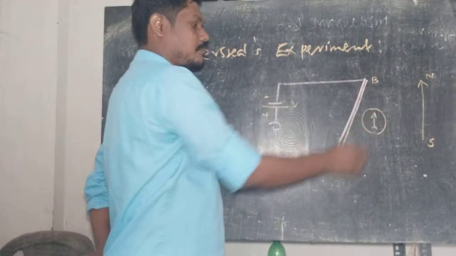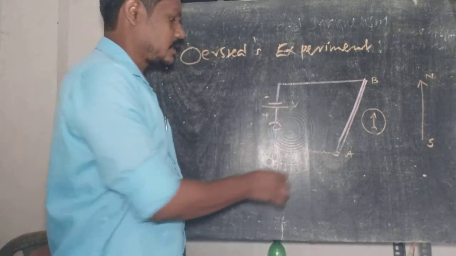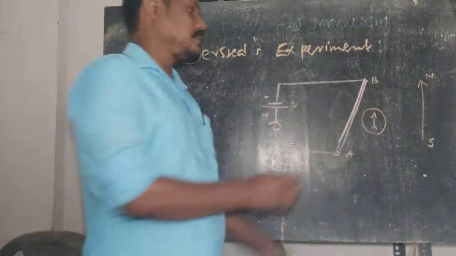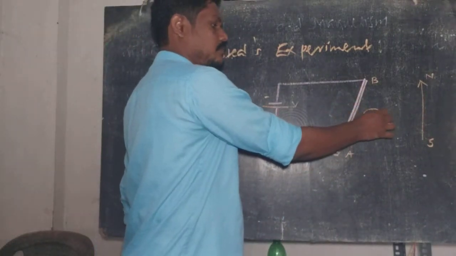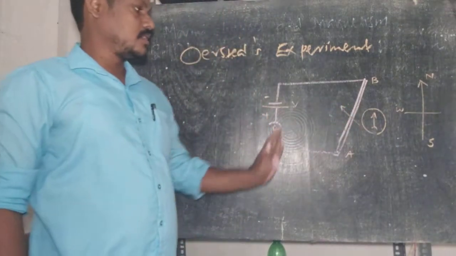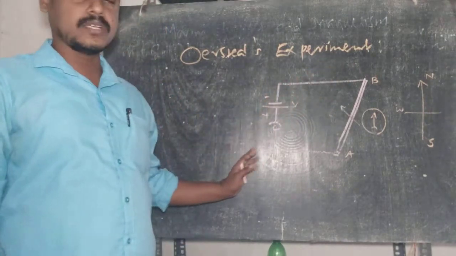So now this compass is not deflected. Now when we switch on this circuit, the current starts to flow from south to north. At that time, the north tip of the compass is deflected towards the west. So the arrangement is that a conductor AB is connected to a source of EMF.